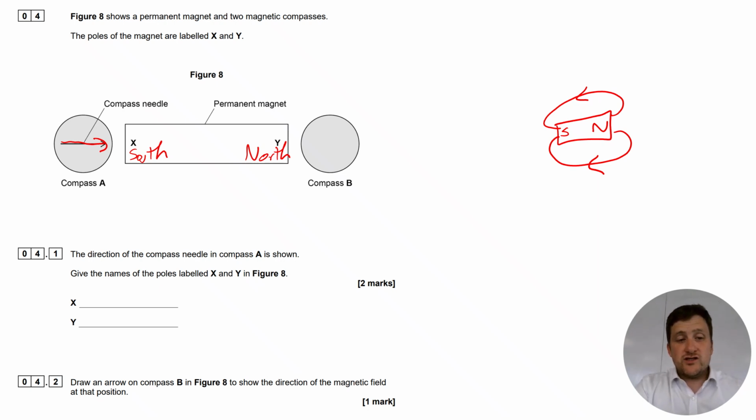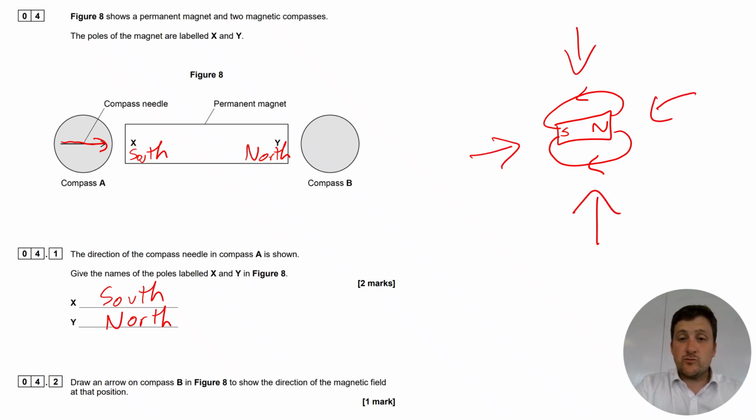When we look at the question, it says, give the names of the poles labeled X and Y. Oh, well, that's really easy. We've already written that on our diagram. It's south and north. That's why looking at the figure rather than jumping straight to the question is important. It then says draw an arrow on compass B to show the direction of the magnetic field. Well, if you look at what I've drawn here, I'm highlighting it as really important. We've got arrows coming out of north, which means your arrow is going to be coming out of that circle for compass B.